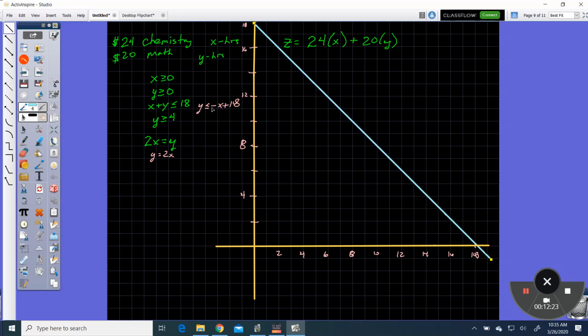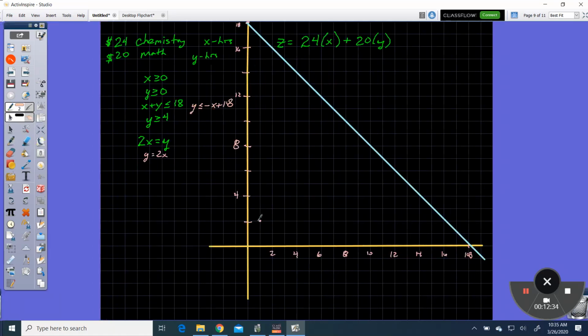So there's this line. Okay, now this line says y equals 2x. Well, that means I'm just starting at 0 and I'm going up 2 over 1. Okay, so I'm going up 2 over 1.